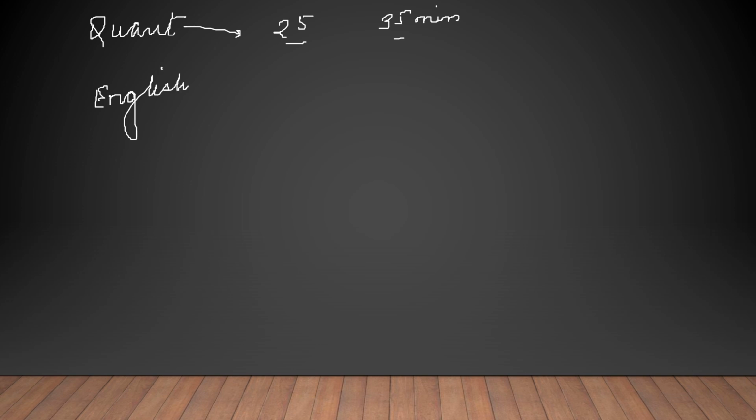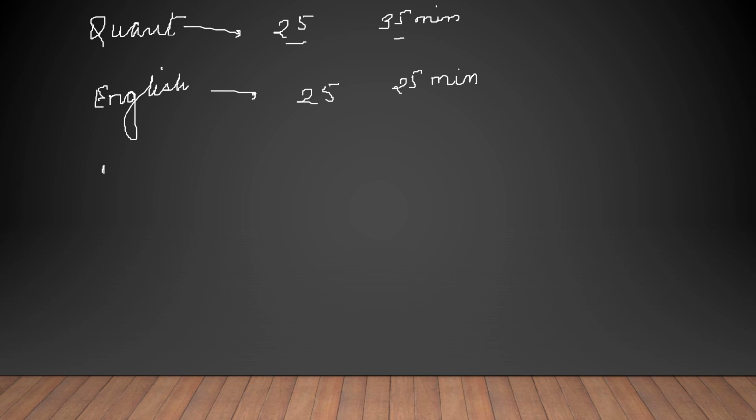Now, when we talk about four major sections, the first section obviously belongs to the quant segment. In the quant segment, there are 25 questions, and for 25 questions, we usually get 35 minutes. We'll be talking about this section in detail in the coming part of the video. The second segment comprises the English verbal part. Once again, the number of questions is 25, but for the duration, we only get 25 minutes in the English segment.